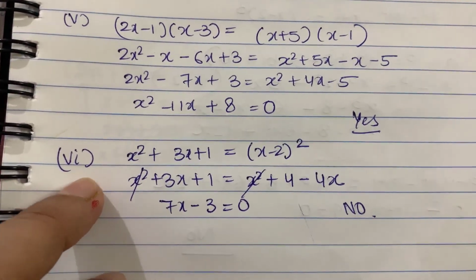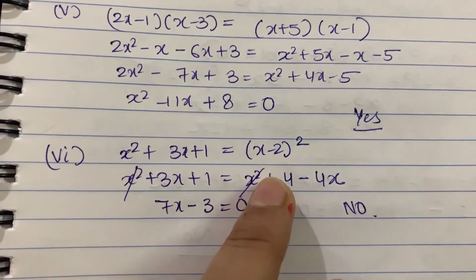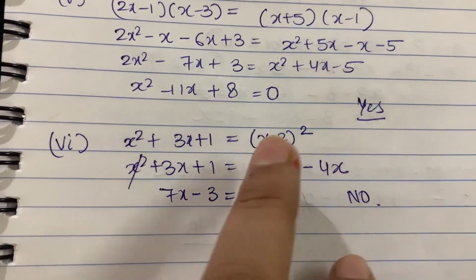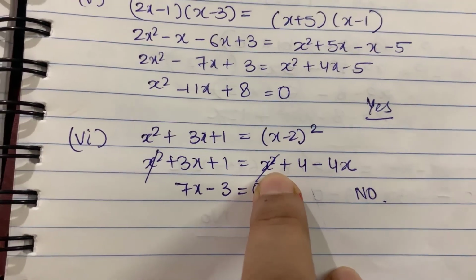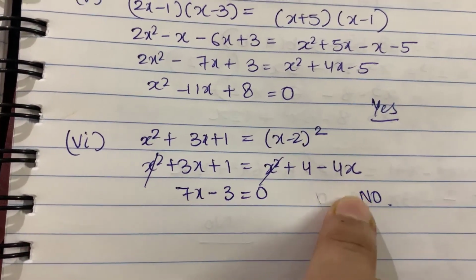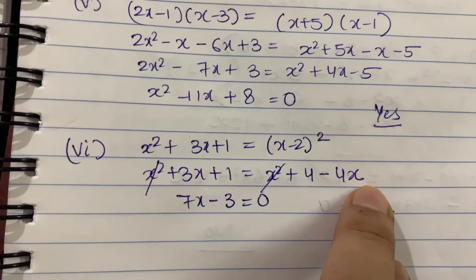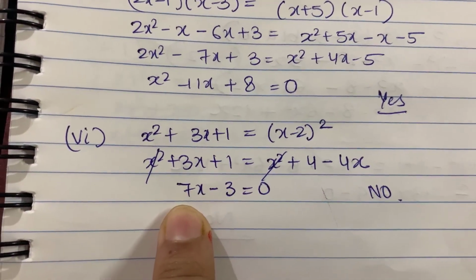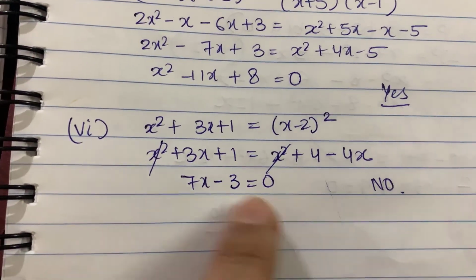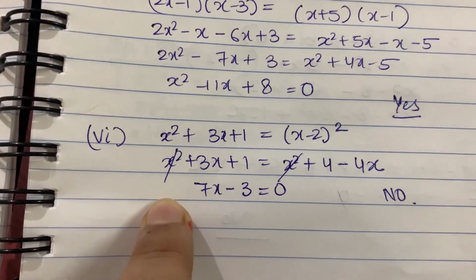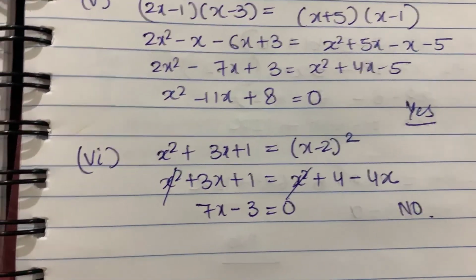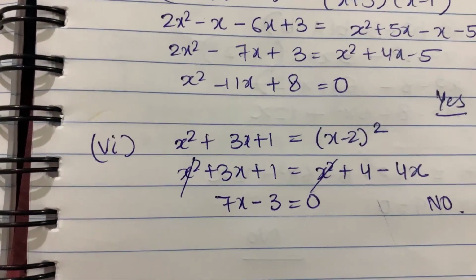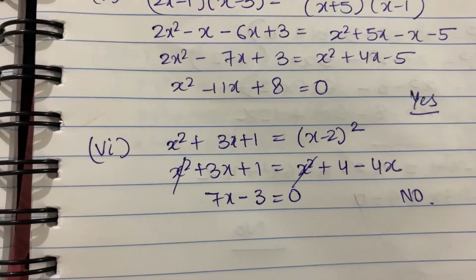And then the sixth part is x² + 3x + 1 = (x − 2)². So we will solve this. It will be x² + 4 − 4x. When we take it to the LHS side, both these terms will add up, so it will become 7x − 3 = 0. There is no term where x has a degree 2, so this is not a quadratic equation.